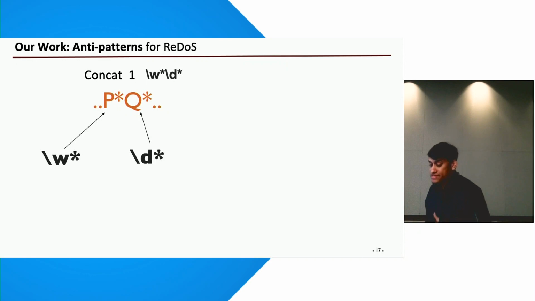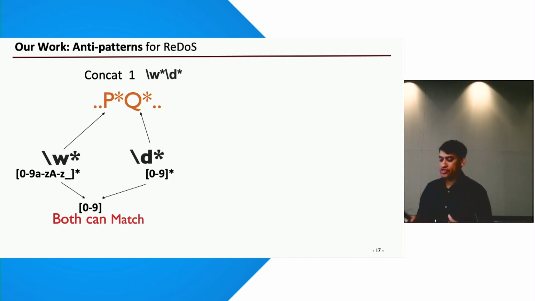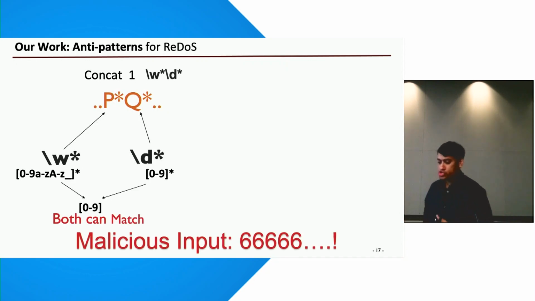Now, \w means it can match any alphanumeric character and underscore, and \d means it can match digits. Now, both of these can match digits, right? Now, if we have a malicious input, which may be like thousands of 6s that ends with an exclamation mark, now \w or \d, none of these can match the exclamation mark.